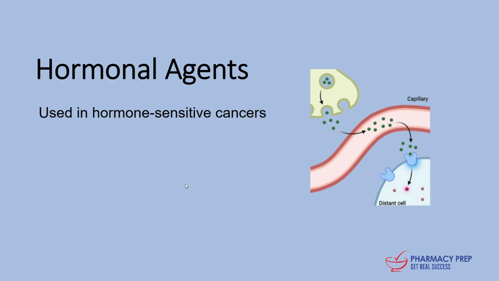All right, so those are the types of alkylating agents. Next are hormonal agents. These drugs are primarily used for hormone sensitive cancers, cancers that are associated with estrogen, androgen, progesterone. Therefore, you antagonize those hormone receptors, and that way you prevent those cancers induced by hormones.